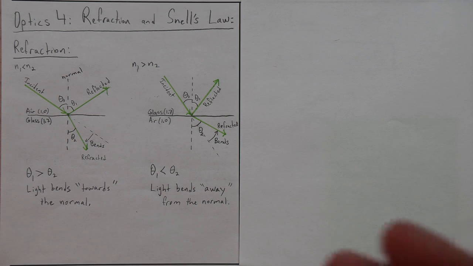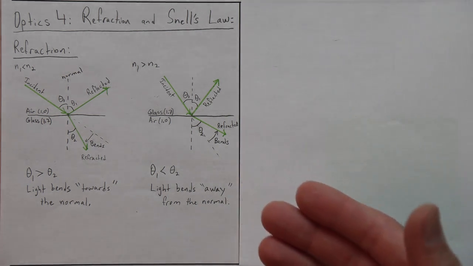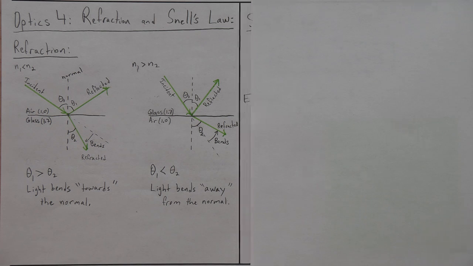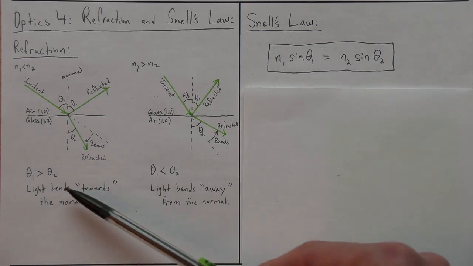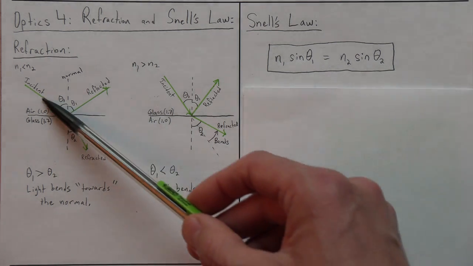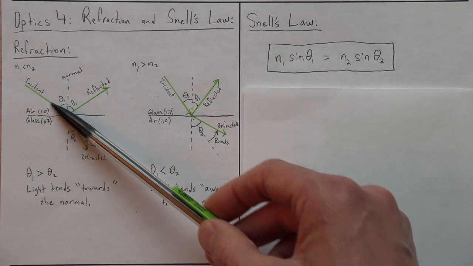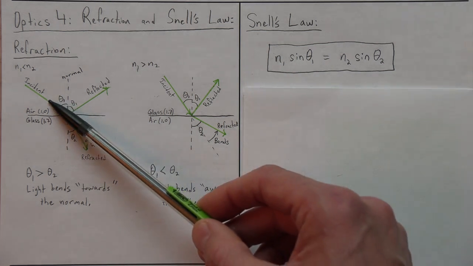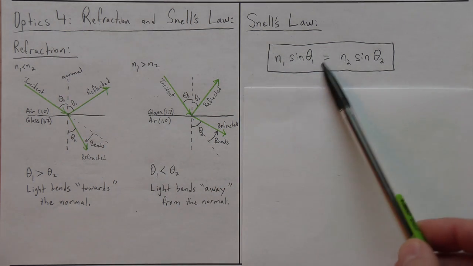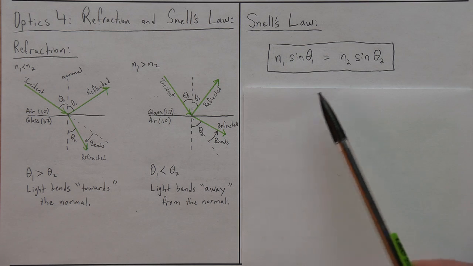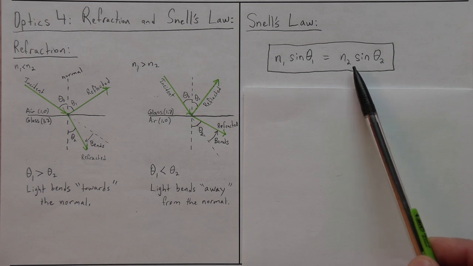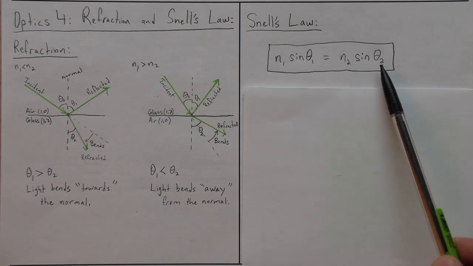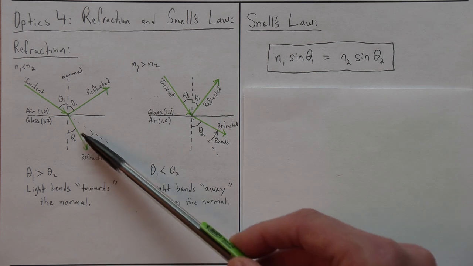Okay, moving on. What we want to do now is find out how much this bending occurs. We need a formula. That's where Snell's law comes in. So here's Snell's law. If you look at this formula, it captures the information over here. In other words, let's suppose we have a certain n over here, 1.0, and then maybe this is like 60 degrees. So we calculate and get some number over here. We go into a higher index. In order for the equality to be preserved, if this is bigger, this has to compensate by getting smaller, which we saw over here.